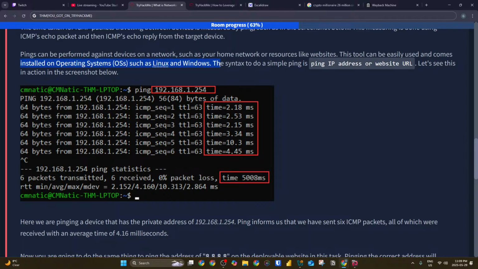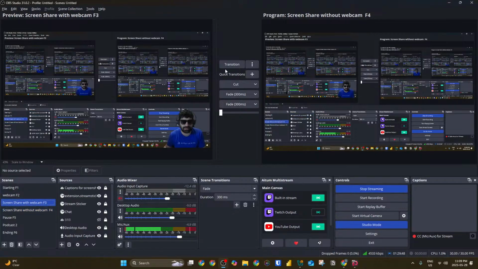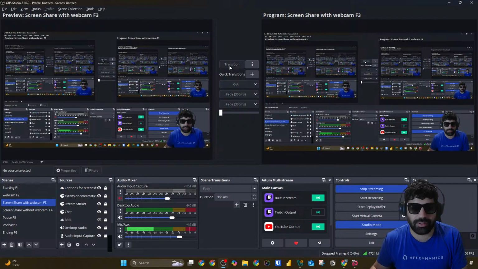So we will try it right now and you can try it too. The syntax to do a simple ping is ping, then an IP address or website URL like google.com. The IP address could be 8.8.8.8, a very common one. Let's see this in action in the screenshot below, and let me just share my screen quickly. Okay, hopefully this is good.